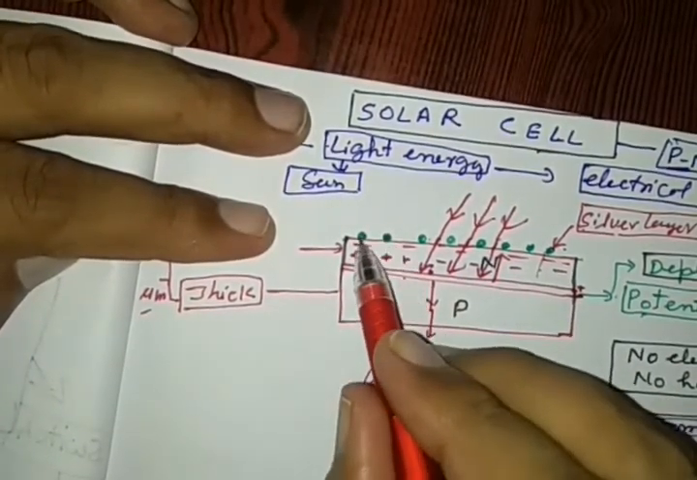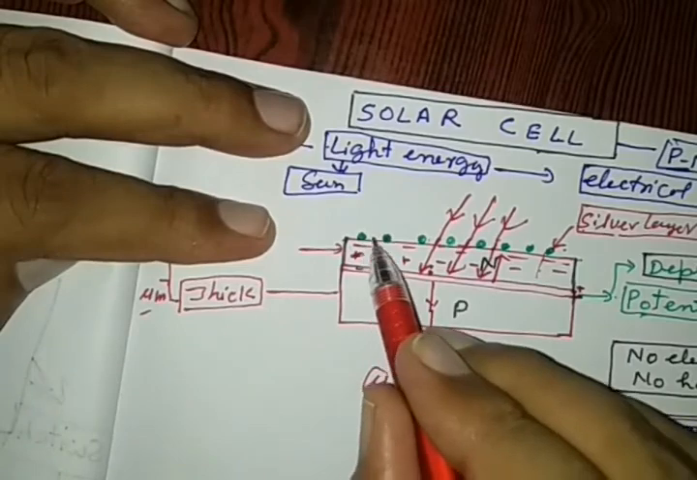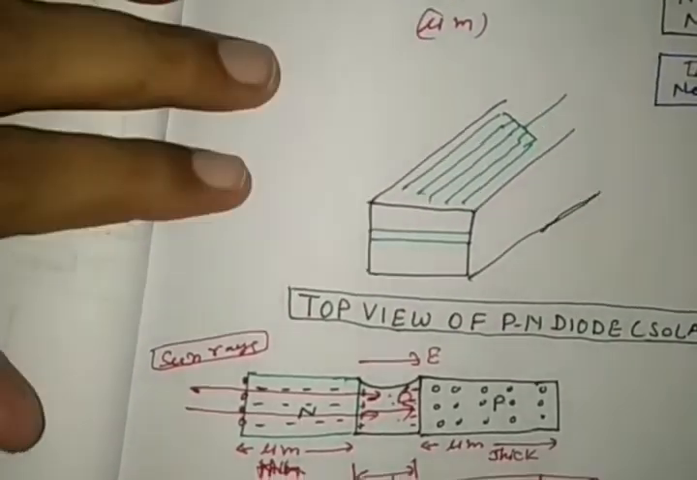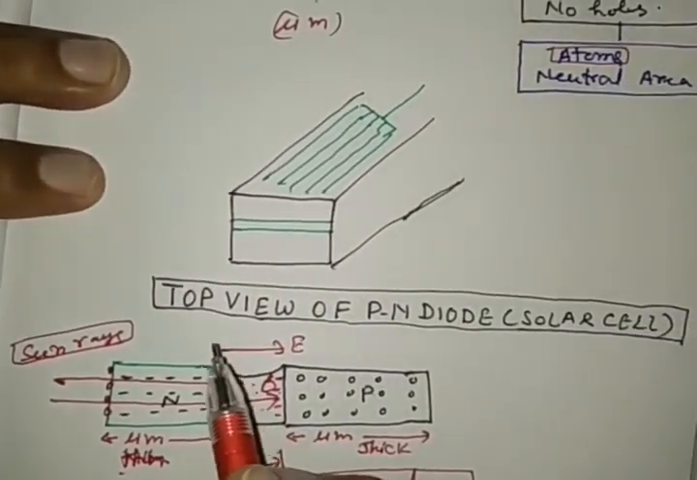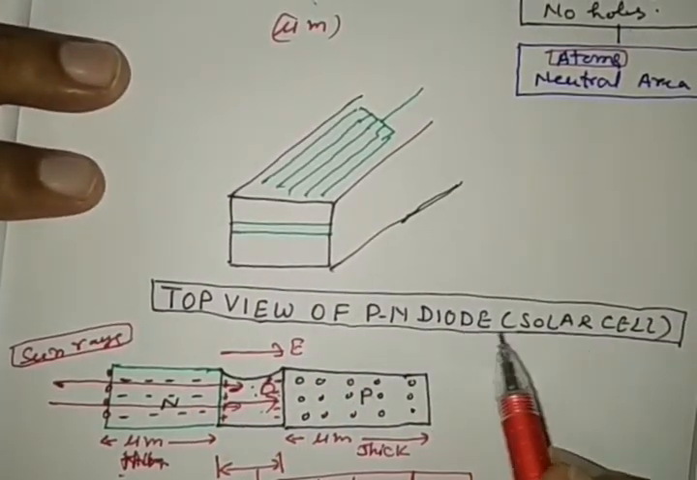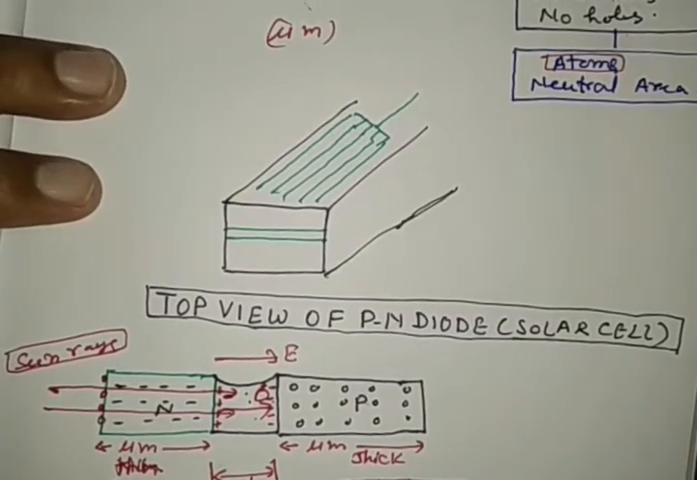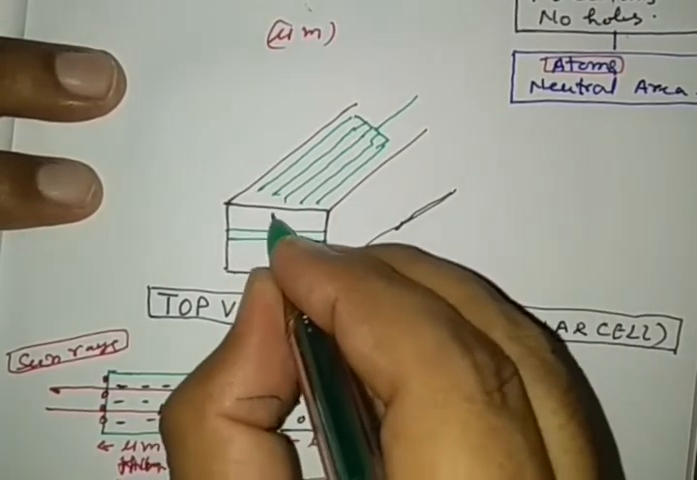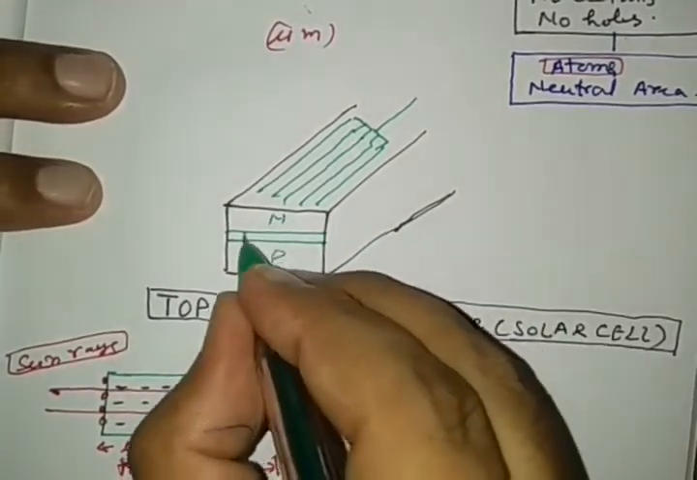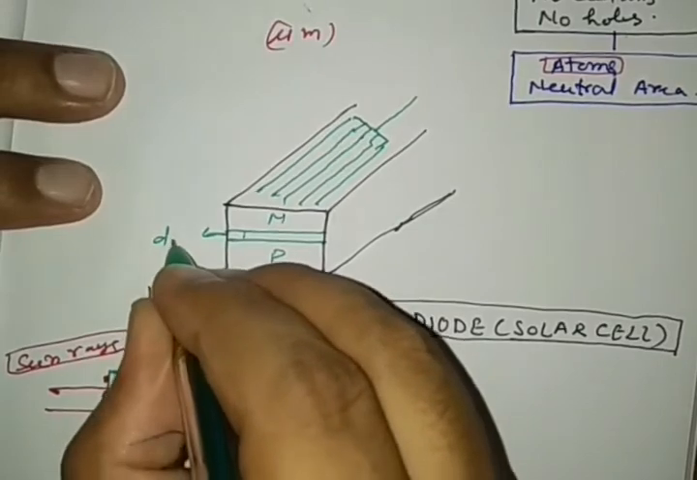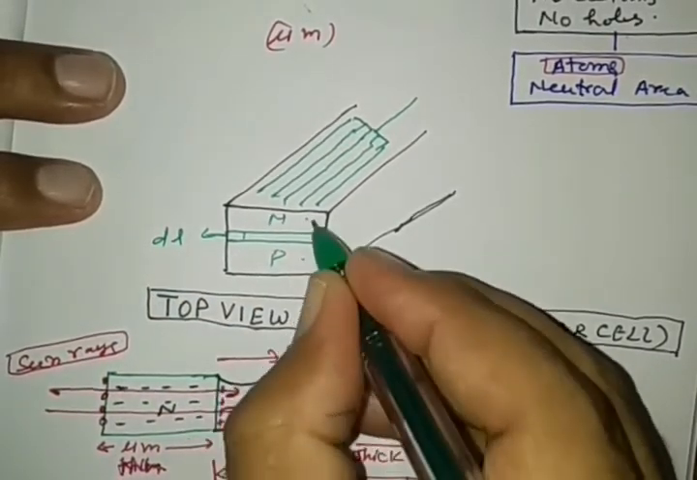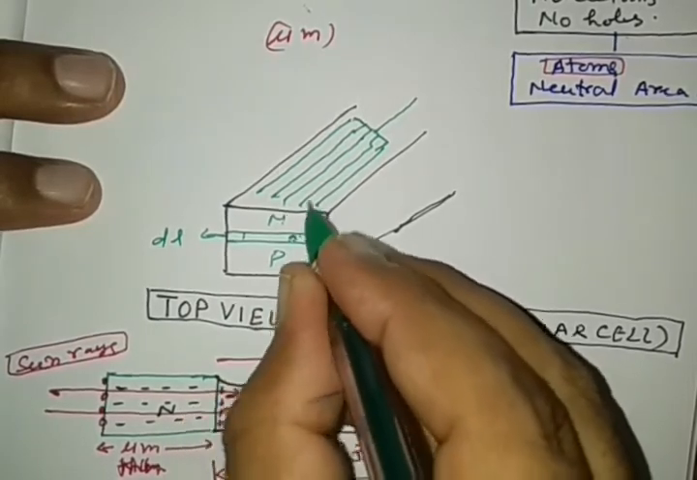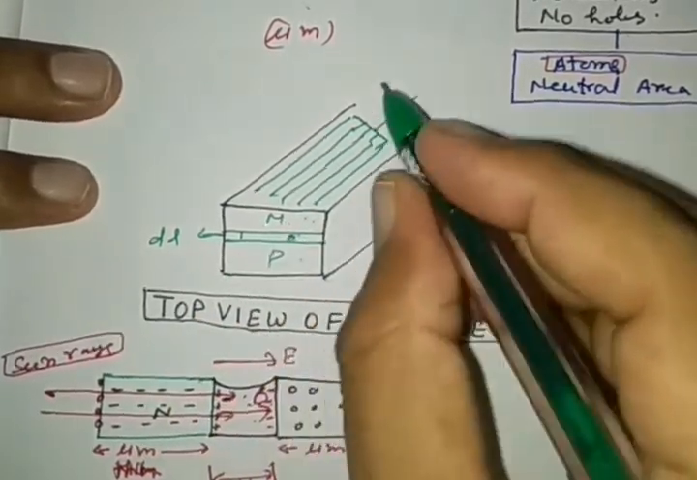Now see the top view of this upper surface, where this silver layer is represented, and it can be explained by this diagram. This is the top view of the PN junction diode solar cell, in which, see carefully, it is P type, N type. This is a depletion layer. Thin, thick, both are in micrometer. Here neutral atoms. This is light energy falling on that.